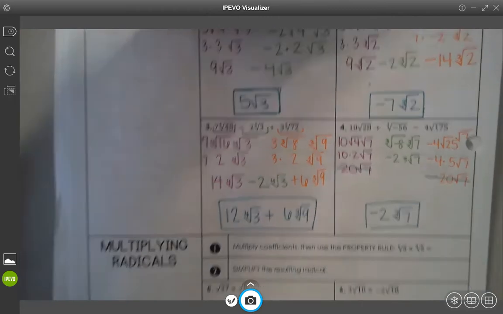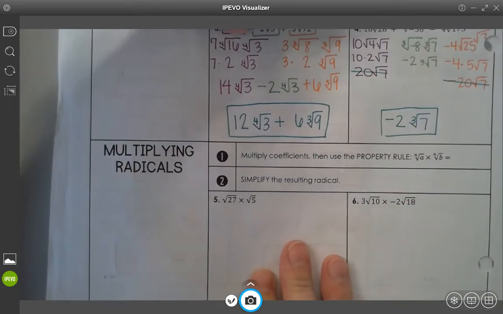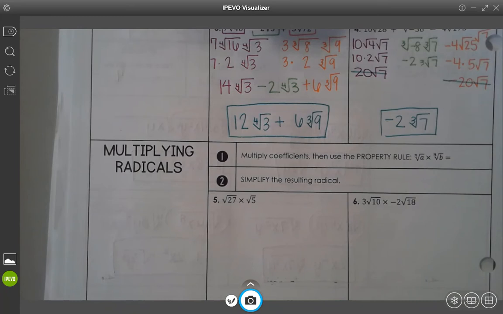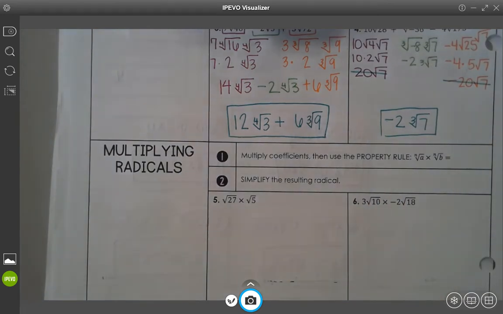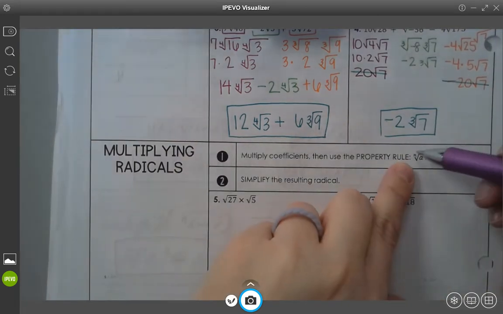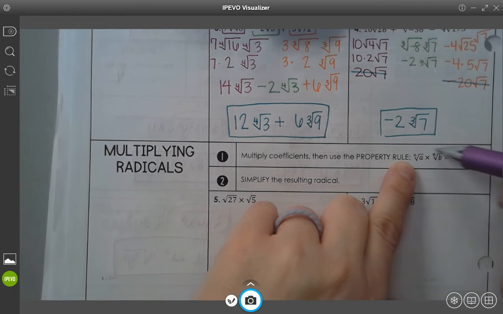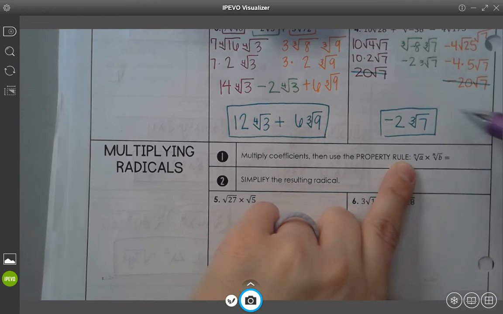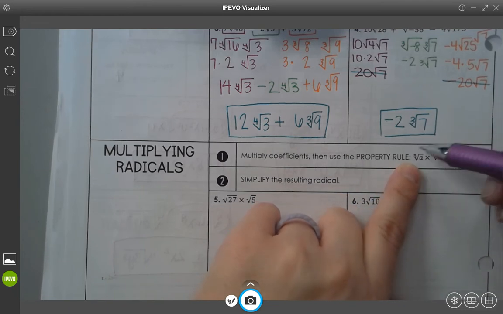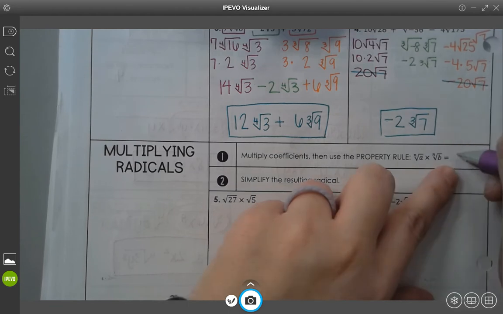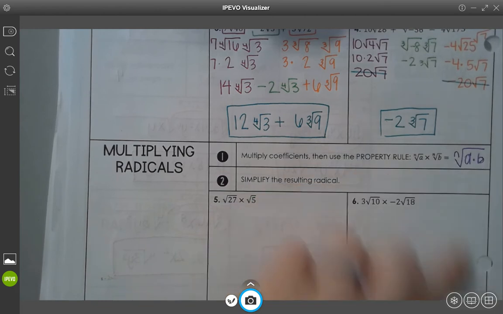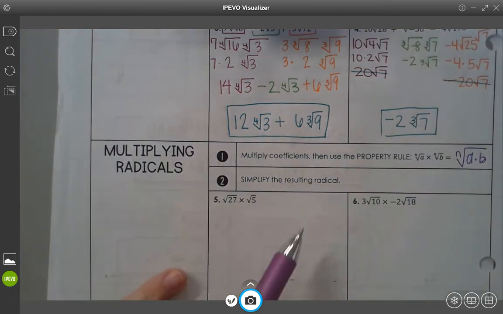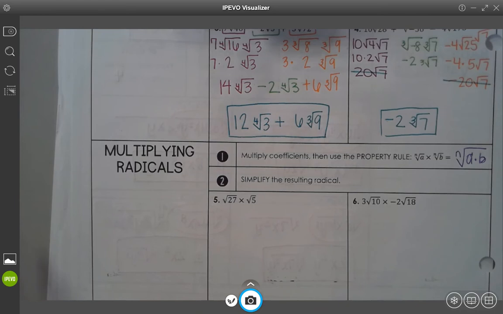All right. Now we're going to get into multiplying. So when we multiply radicals, we start with multiplying the coefficients, the numbers out front. And then for what's under the radical, we use the property rule. So if I have 2 of the same index, so you can only multiply square roots by square roots, cube roots by cube roots, you get that index, and then you just multiply what's under the square root. And then you simplify.